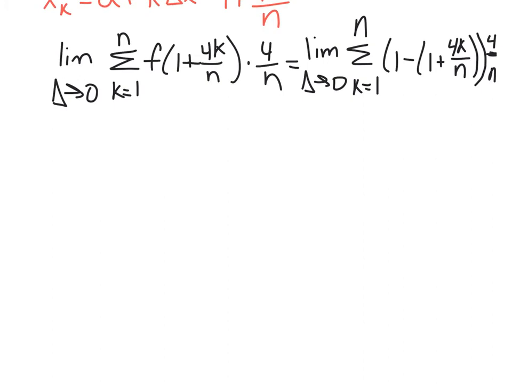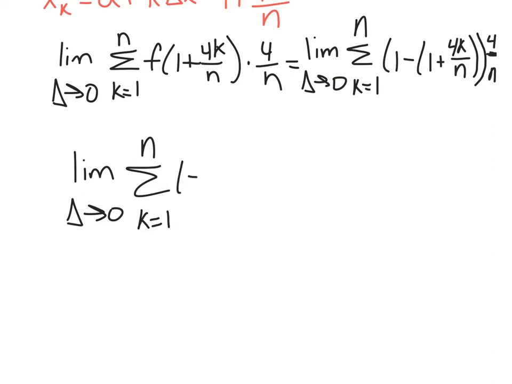All right, so then to simplify that just a little bit further, we're going to have this statement still in a limit. And we have negative 4k over n times 4 over n. And so then finally, our most simplified version here is going to look like this.